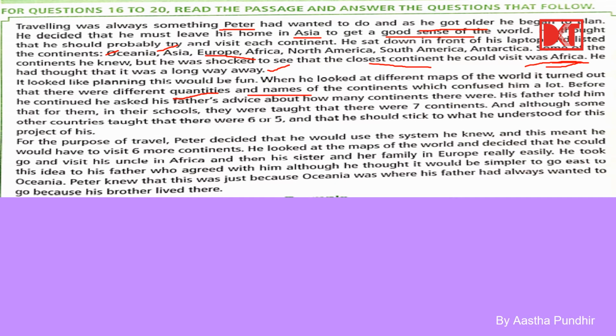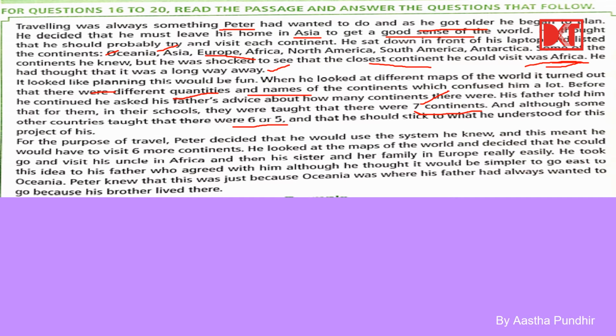And the father told him that for them in their schools they were taught that there were 7 continents. And although some other countries taught that there were 6 or 5, other countries कुछ पढ़ा रही थी तो 6 continents हैं, कोई कह रहे थे 5 continents हैं, उसके father ने कहा 7 continents हैं. But then he said, although some countries taught that there were 6 or 5, he should stick to what he understood for this project of his.